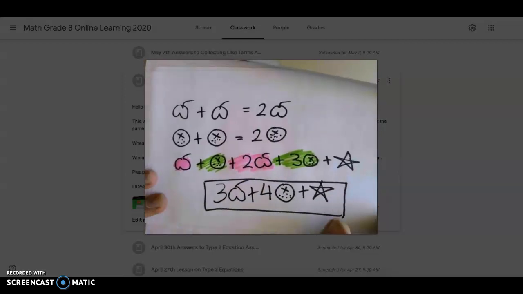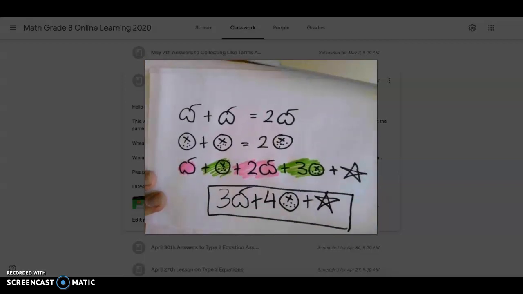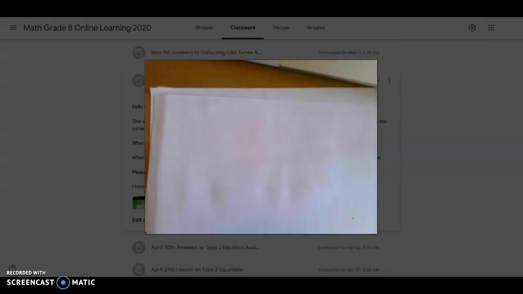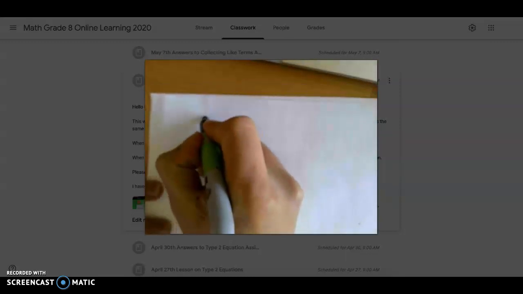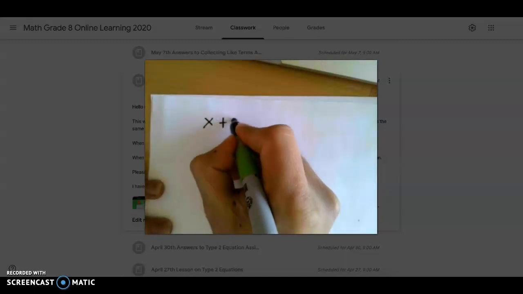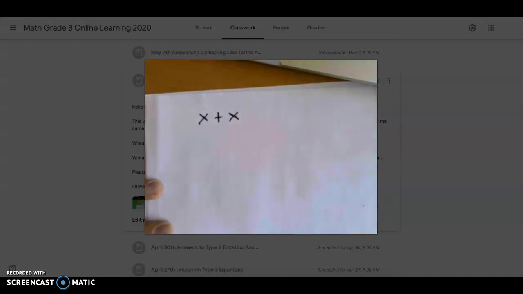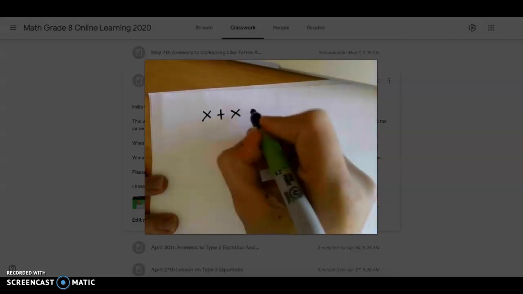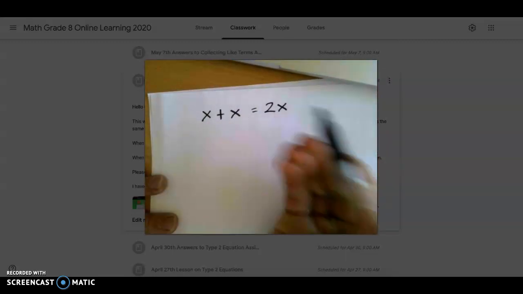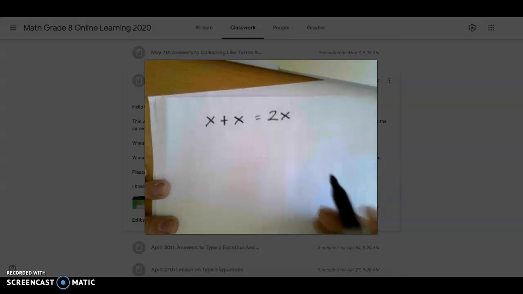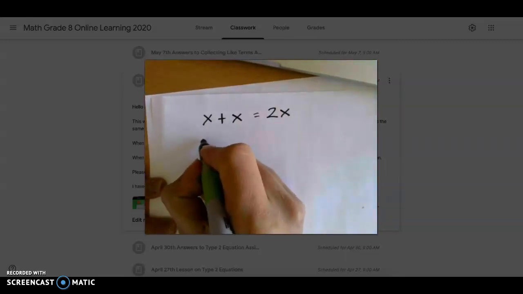So this one is elementary. How about grade 8 or junior high? How does it look when you're collecting like terms? What if I give you x plus x? Well, x plus x is actually 2x. It's the same thing as an apple plus an apple. What if I give you something like this?